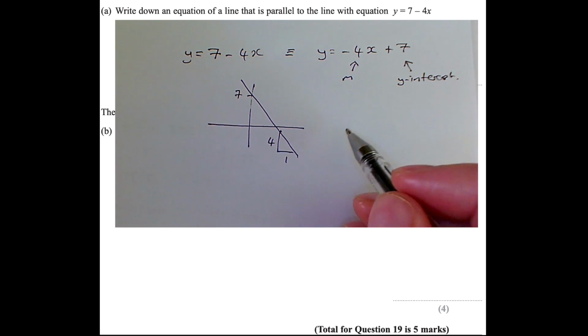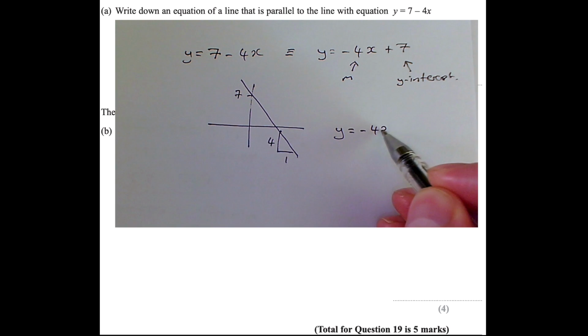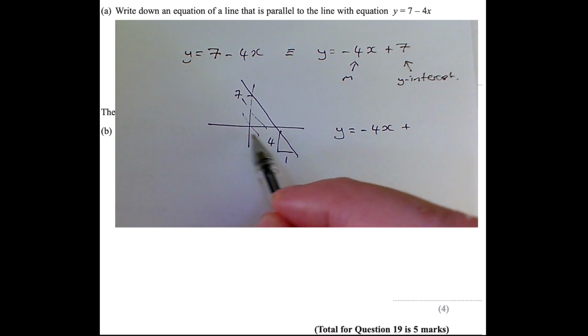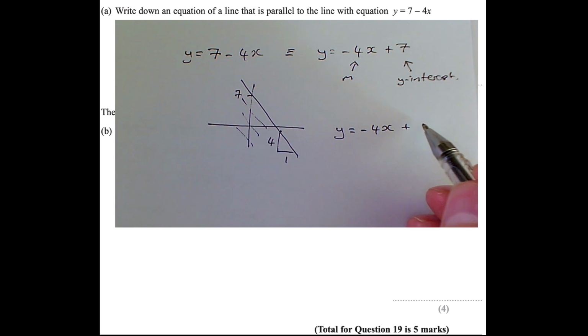So if I want anything parallel to that, as long as I keep the gradient to minus 4, then I can write any number I like, and it will be parallel to this line. So 6, 5, 4, 3, minus 1, whatever you want. Okay, I'm going to choose 6. Okay, that line is definitely parallel to that first line.